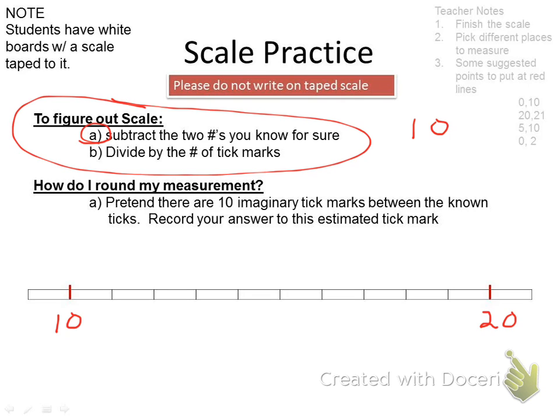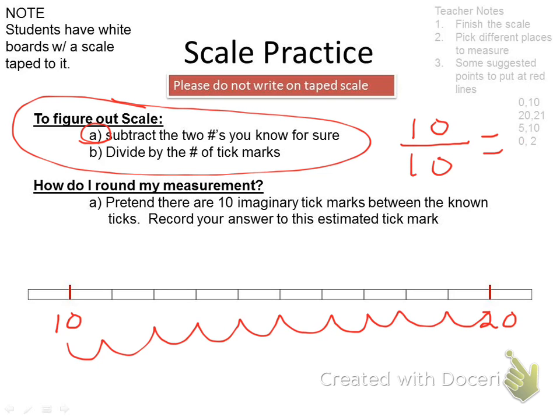Then you're going to divide by the number of tick marks. 1, 2, 3, 4, 5, 6, 7, 8, 9, 10 tick marks. So you divide by the number of tick marks. 10 divided by 10 tells you have a scale of 1. In other words, you're counting by ones. So this would be 11, 12, 13, 14, 15, 16, 17, 18, 19, and 20.